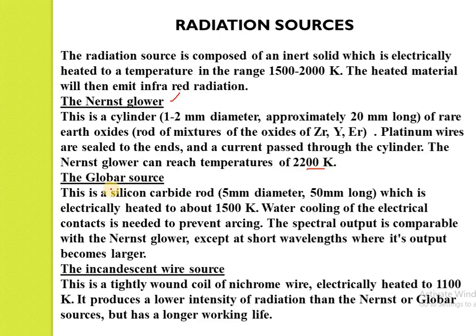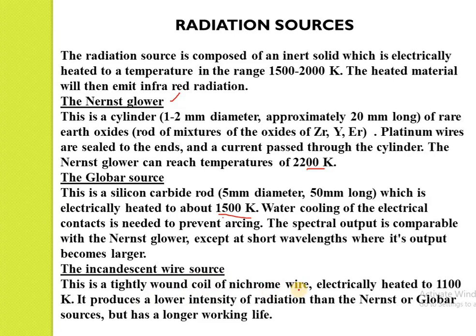Similarly, we can also use the Globar source, which is a silicon carbide rod electrically heated to about 1500 Kelvin, and water cooling of the electrical contact is needed to prevent arcing. The spectral output is comparable with the Nernst glower, except at short wavelengths where its output becomes larger.